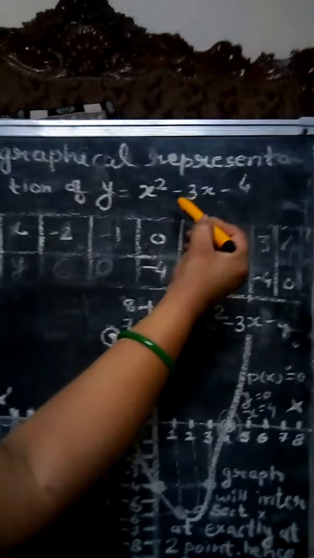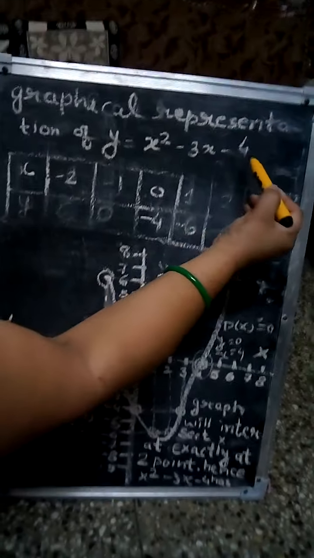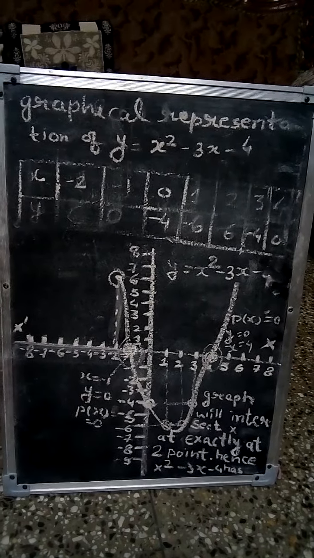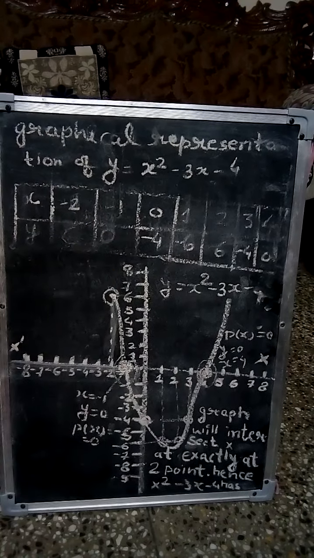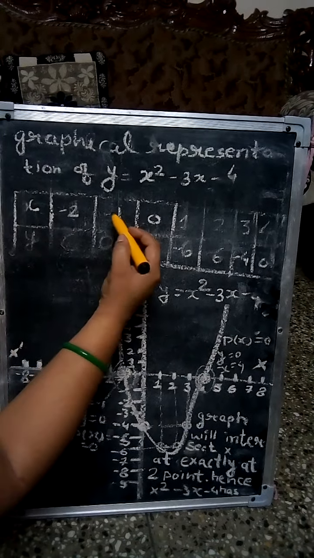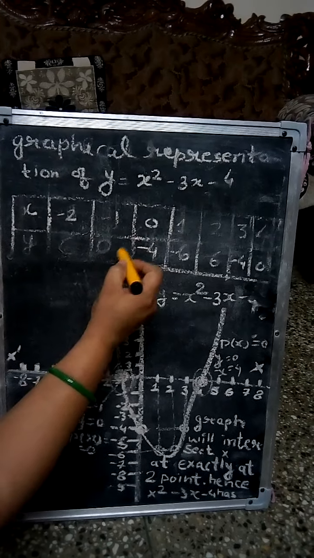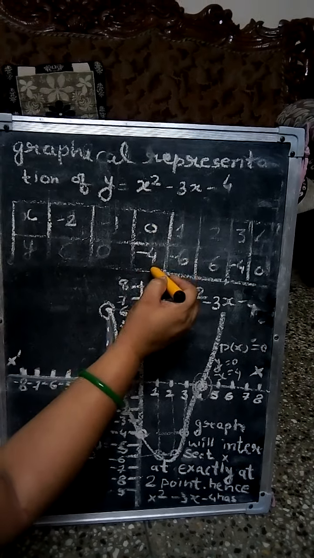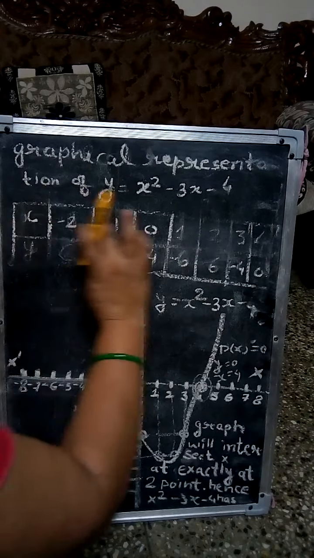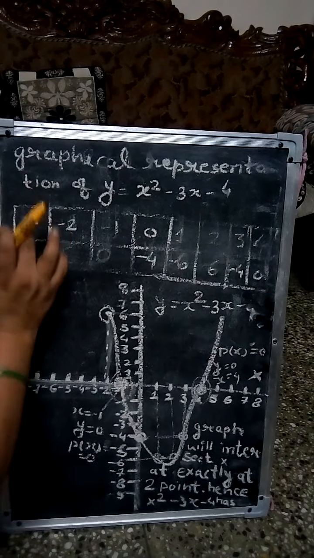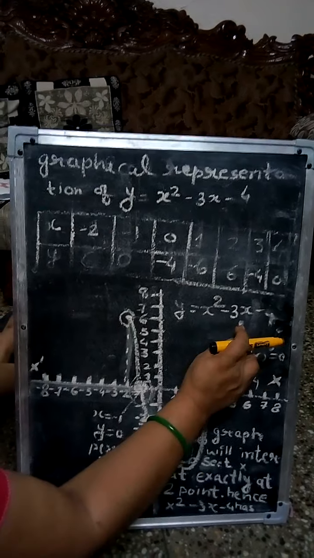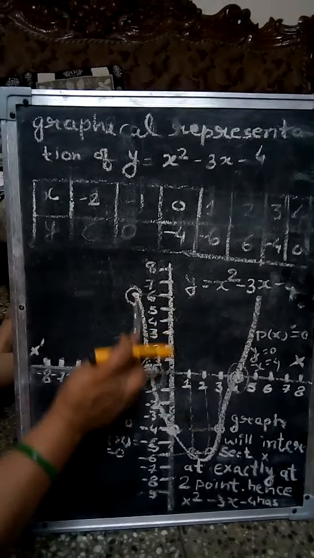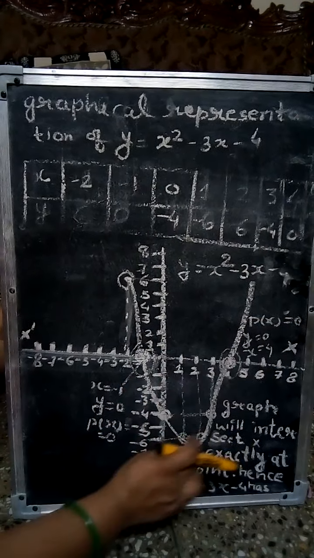The graphical representation of y is equal to x square minus 3x minus 4. Here you can see x is equal to minus 2, y is equal to 6. x is equal to minus 1, y is equal to 0, x is equal to 0, y is equal to minus 4, x is equal to 1. So in this way you can see that for different values of x we are getting different values of y. When we draw the graph for this polynomial, we get a U-shaped graph.